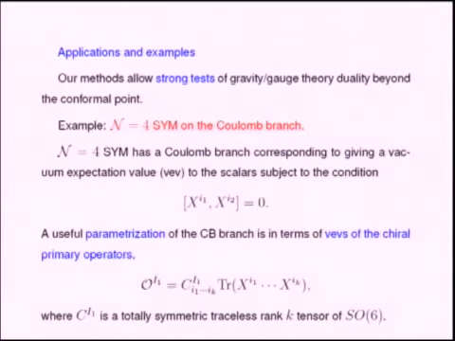Okay, so let me give you some applications and examples. This kind of methodology allows you to make strong tests of gravity gauge theory duality beyond the conformal point in cases where non-renormalization theorems are applicable. So to give you one example, let's put N=4 super Yang-Mills on the Coulomb branch. The theory has a Coulomb branch which corresponds to giving a VEV to the 6 scalars of the theory, subject to the condition that they commute. So you can parameterize this Coulomb branch in terms of the VEVs of scalar chiral primary operators. These are the O's which are built out of symmetric traceless tensors of SO(6). That's denoted by C.